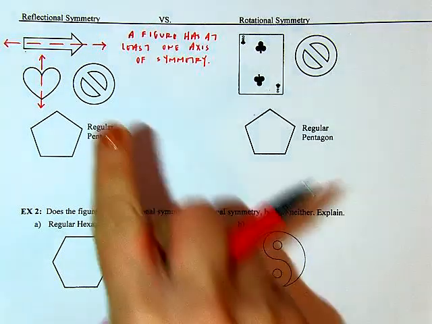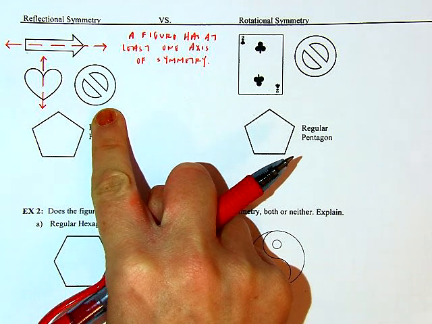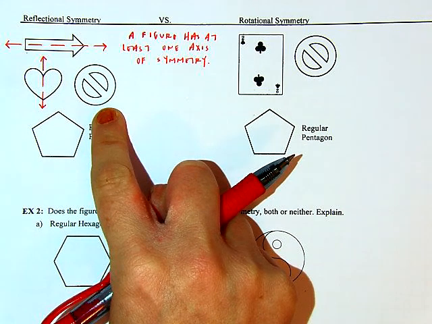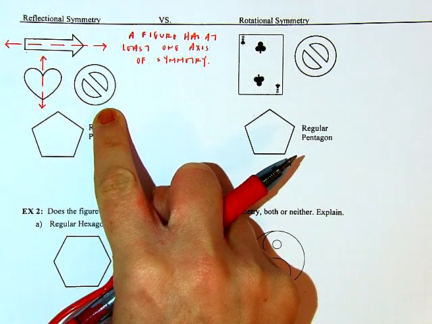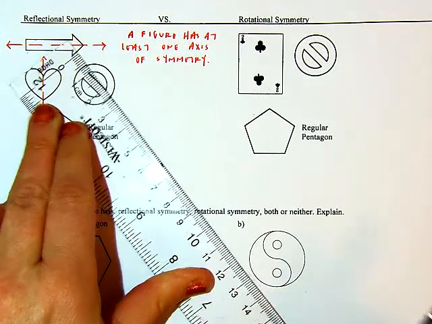Okay, my little no sign, right? This could be like a no smoking sign, for example. We're saying no to whatever it is. I see 2 axes of symmetry. So whenever we see more than one, we say axes, and we spell it A-X-E-S. That is plural. So I see one here.